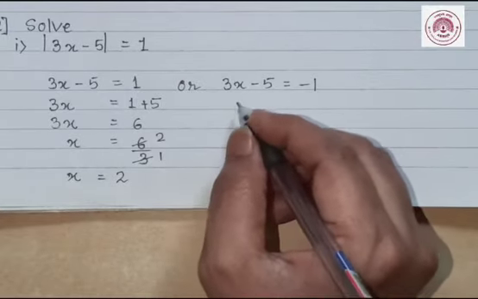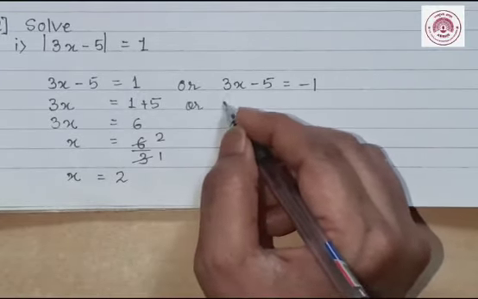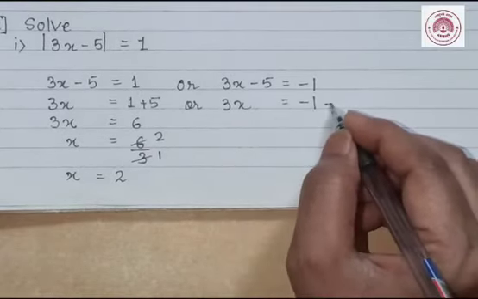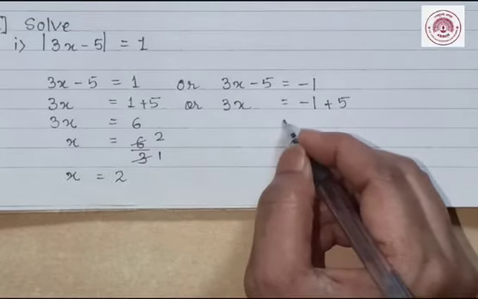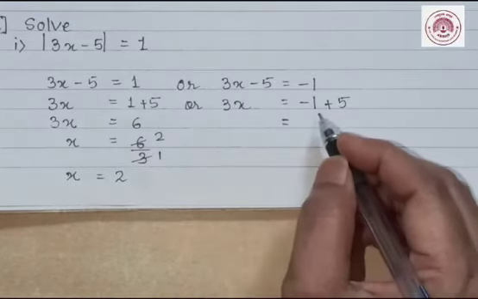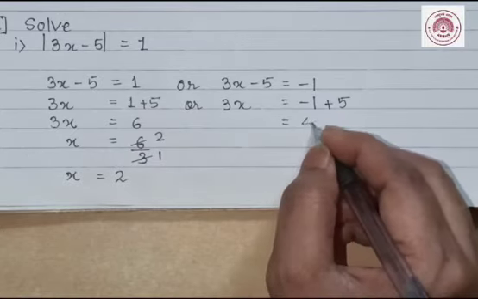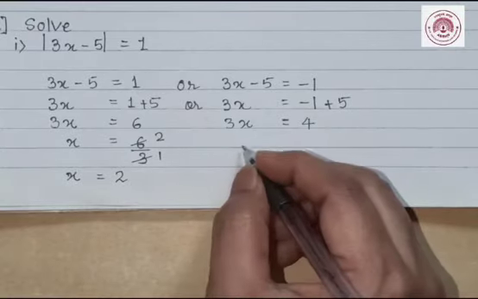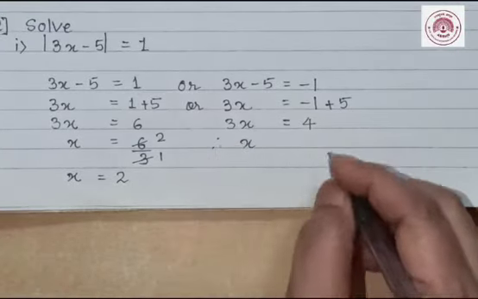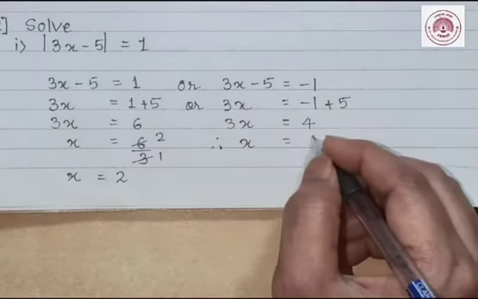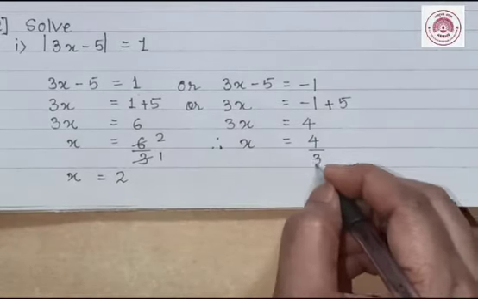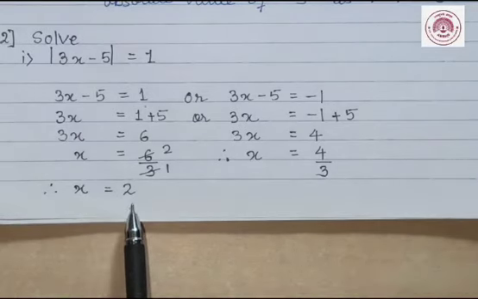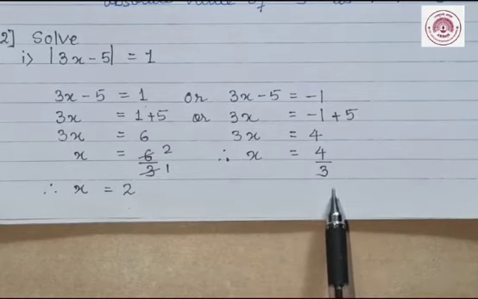Let's find out the second one. 3x equals negative 1 plus 5, which is equal to, so negative 1 plus 5 is plus 4. So 3x equals 4. Therefore, next step, x is equal to 4 upon 3. Therefore the two possible values of x are x equals 2 or x equals 4 by 3.